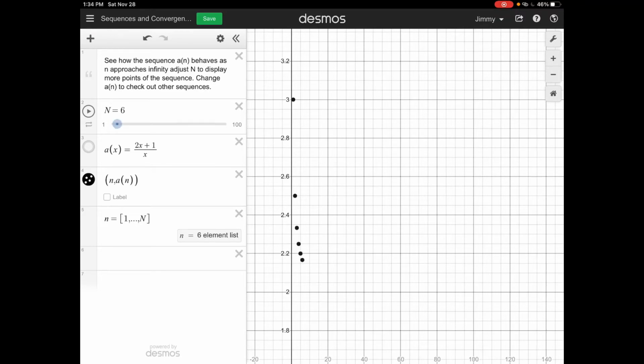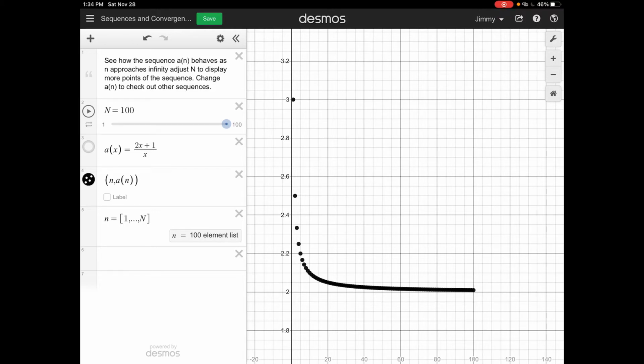So by the time I work my way to the 6th term, my 6th term has a value of 2.1666 repeating, and it's going to round it for me. And so I'm just going to keep going until I get to about the 100th term. As I work my way to the 100th term, notice how we're starting to flatten out here, and it's getting very, very close to a value of 2.